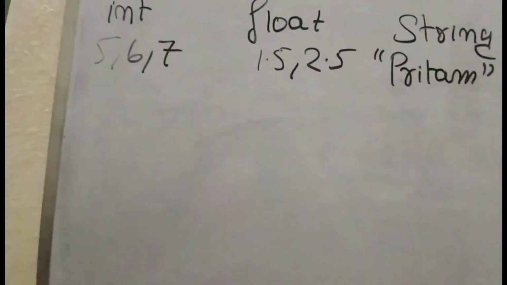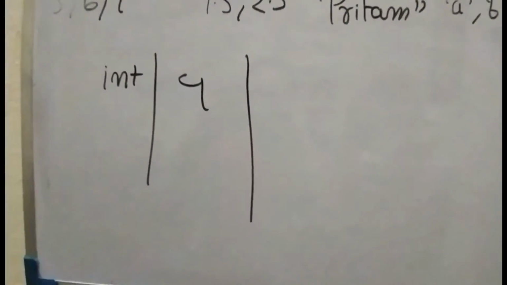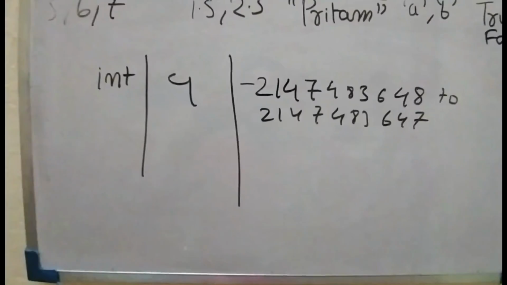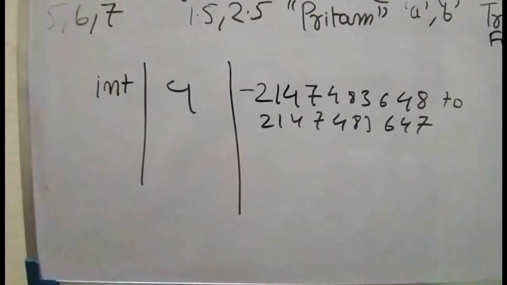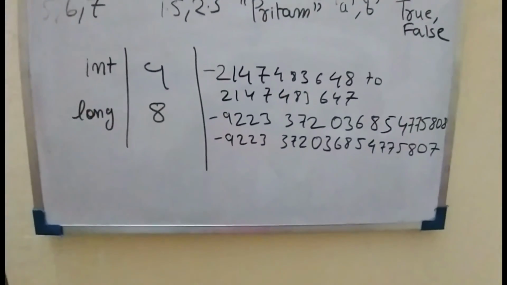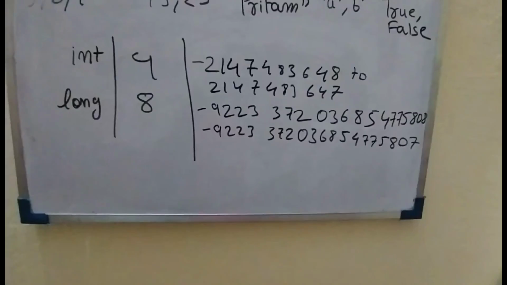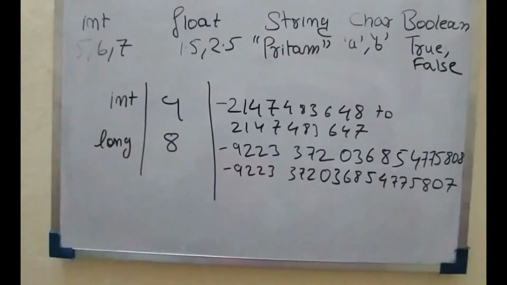So if the size of int is 4 bytes, what is the largest number we can store? We can store a minimum and a maximum of this. But what happens if I have a number which is more than this? We can actually be storing this bigger number.